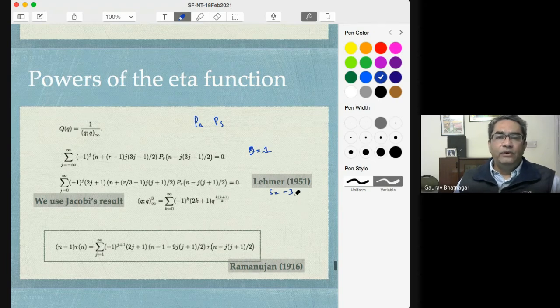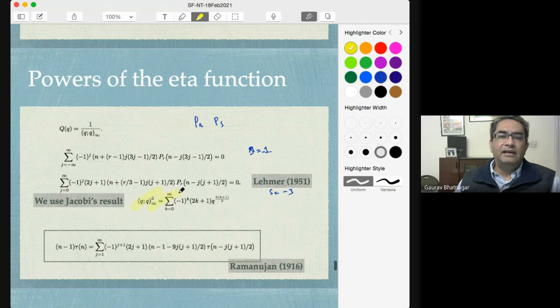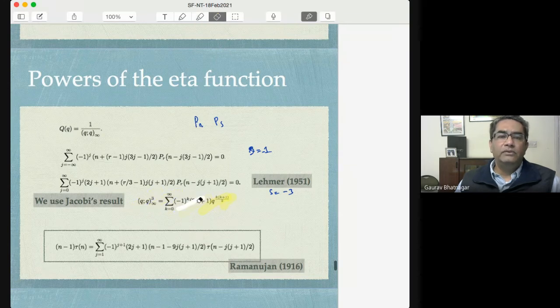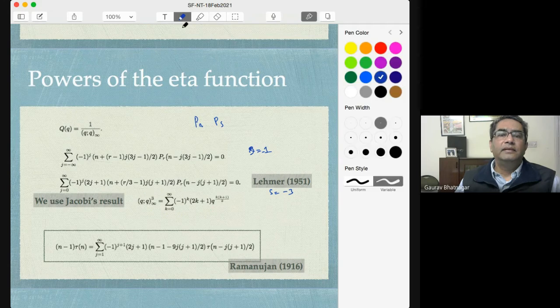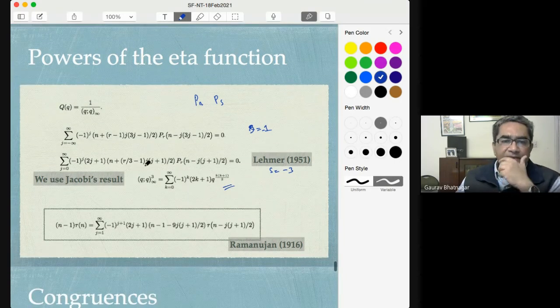So if you take S equal to -1, then we can use this result due to Jacobi. This is a classic result. Q, Q infinity raised to the power 3, is the same thing which I showed you. It can be written like this, but this is spoiling the look, so let me update it. Maybe I can highlight it here. And this particular result is due to Lehmer. It's there in one of Lehmer's papers. In fact, I couldn't find the paper, but I found a math review which had this result.